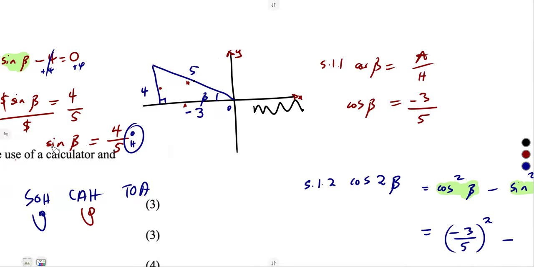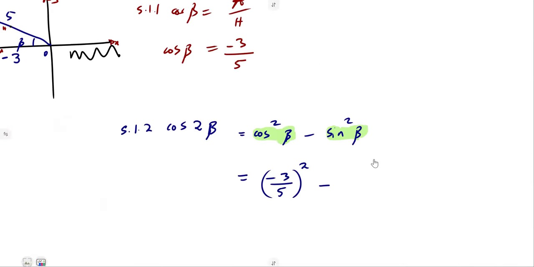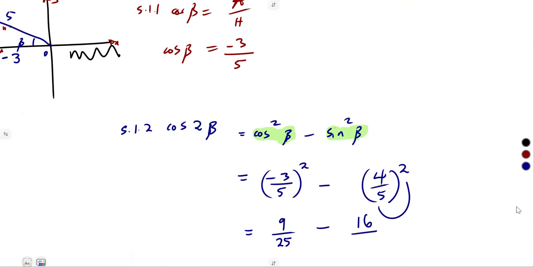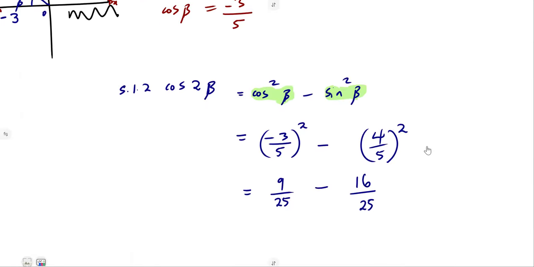Considering what we are given here, the sine of beta is 4 over 5, but we must square it as it is sine squared. So that's 4 over 5 squared. We can square this negative, which when squared becomes positive. So that's 9 over 5 squared, which is 25. The 4, you square it, the 5, you square it. So 4 squared is 16, 5 squared is 25. As we can see, the denominators are the same.